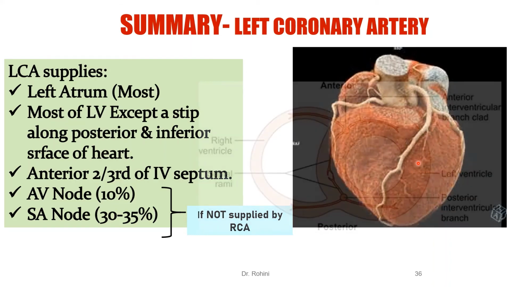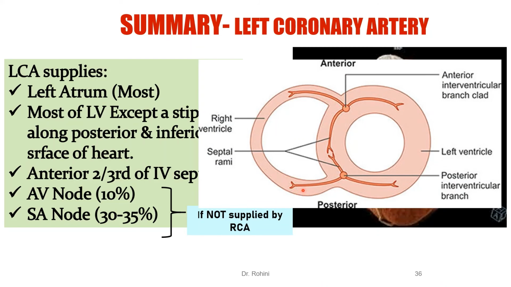This is the diagram showing your ventricles, the cavities here, and you can see this is your anterior interventricular branch, the left anterior descending as we call it, and the posterior interventricular branch. The posterior 1/3 and anterior 2/3 of the interventricular septum are supplied by the septal rami. The anterior 2/3 is supplied by the left coronary artery, and the posterior 1/3 is supplied by the right coronary artery. This is a very important diagram. You can draw this diagram for the arterial supply of the interventricular septum.